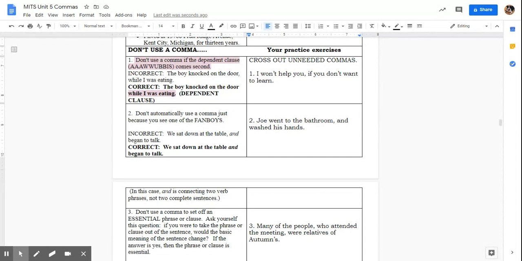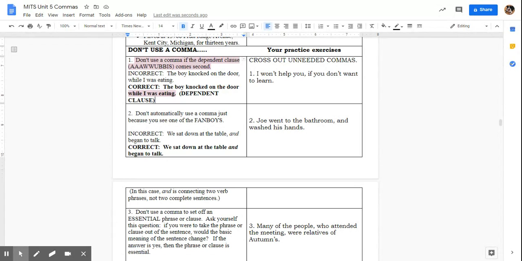When to not use a comma. We do not use a comma if the dependent clause, which begins with an subordinating conjunction, comes second, after the independent clause. So the incorrect way to punctuate it would be, the boy knocked on the door, while I was eating. Okay, so there's that comma, but that is incorrect. You simply say the boy knocked on the door while I was eating without the comma.